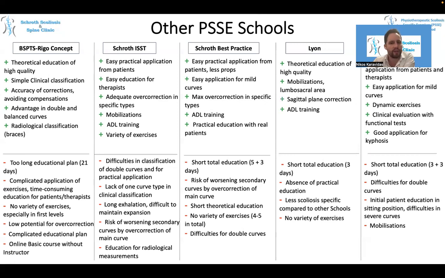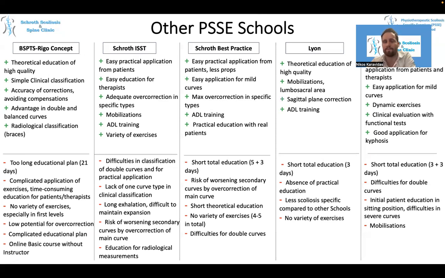Some of the limitations could be the short total education, so it's 5 days for the main part and 3 days for the advanced. And there is a risk of worsening of the secondary curve by overcorrecting the main curve in every scoliosis type. Short theoretical education, no variety of exercises, just 4 or 5 in total for the basic part. And I think that in double balanced curves, like in Schroth ISST, it could be a little bit tricky how to decide with exercises.